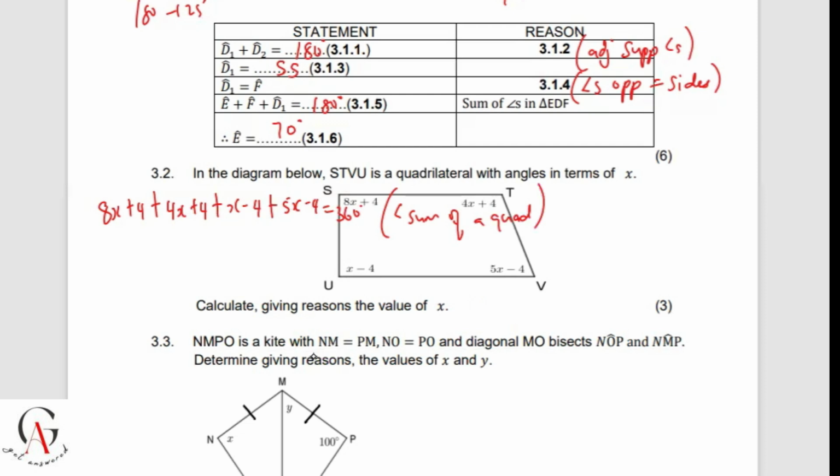Okay, so let's collect the like terms. 8 plus 4 is 12, plus 1 is 13, plus 5, that's 18x. This is a 4, this is 8. Subtract 4 is a 4, subtract 4 is a 0. Then it is equal to 360. I'll divide both sides by 18. This cancels that. So 360 divided by 18 is 20. So x is going to be 20 degrees. So this is the reason they needed, and those are the statements.